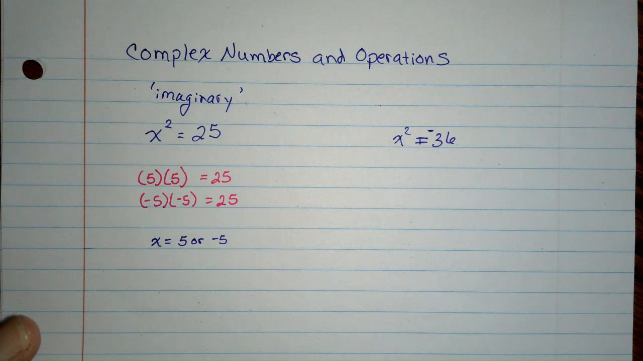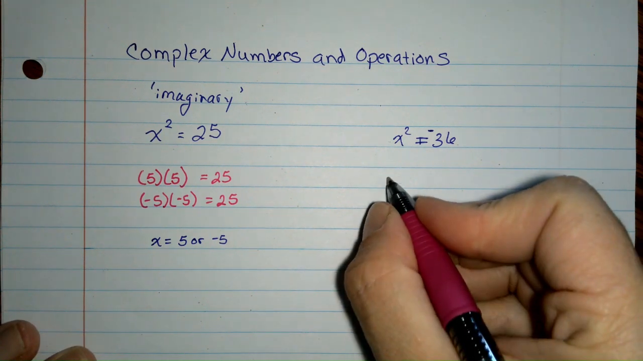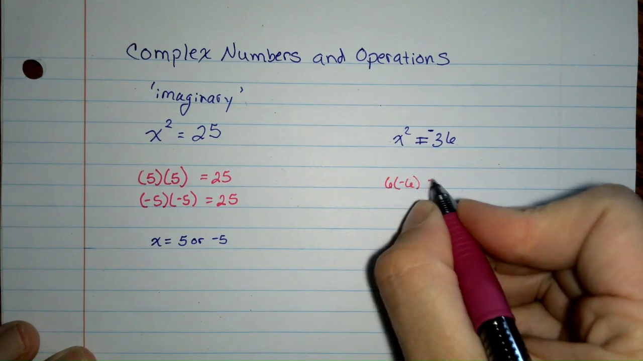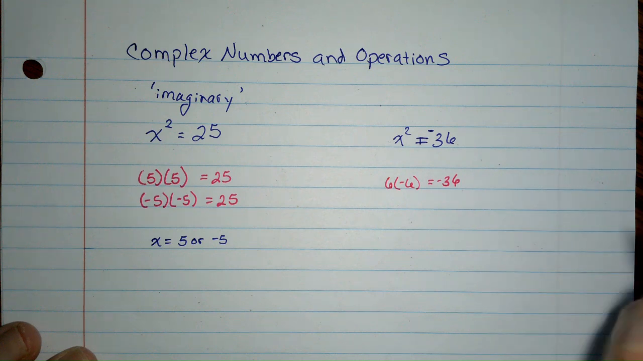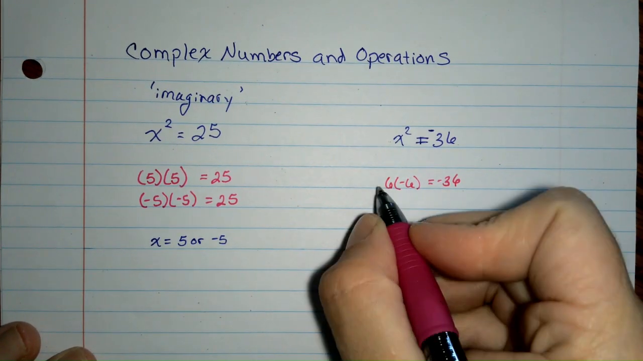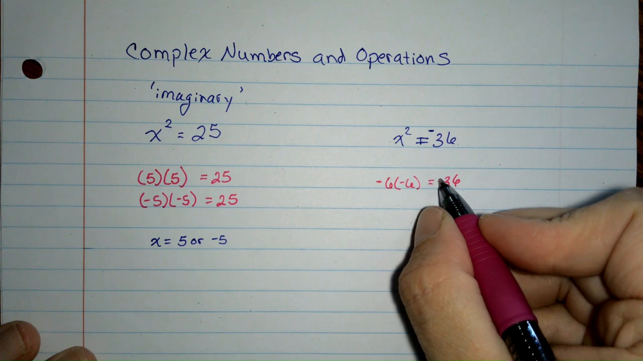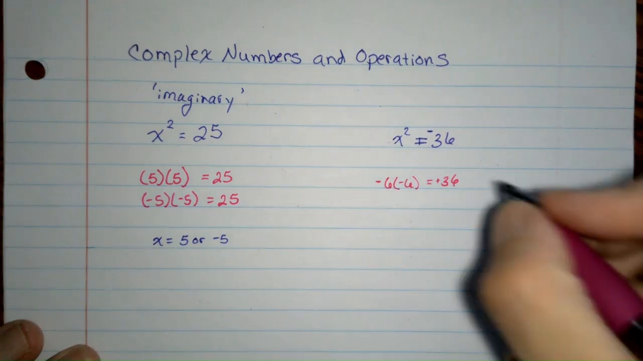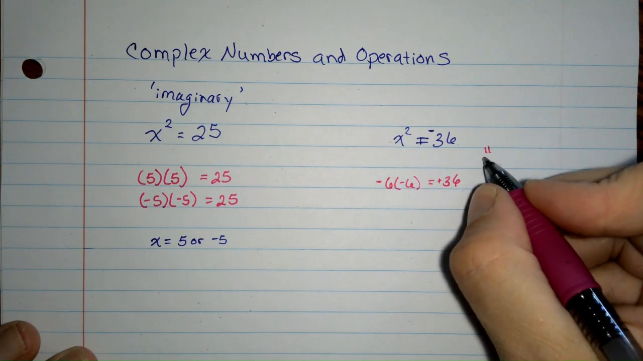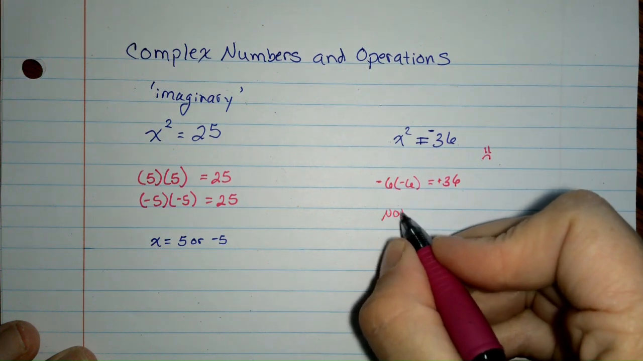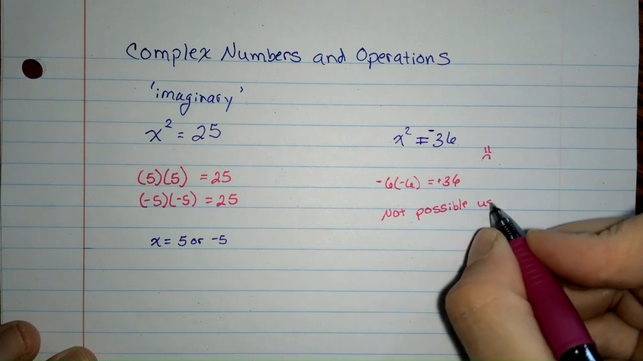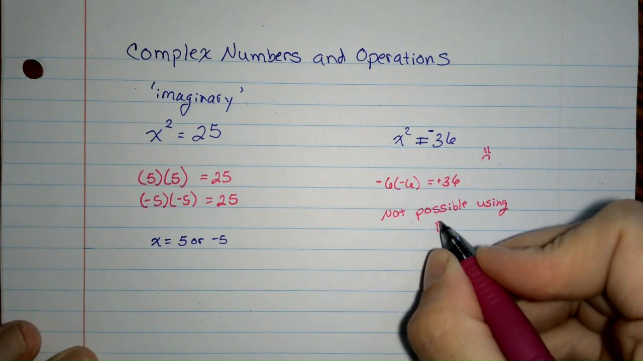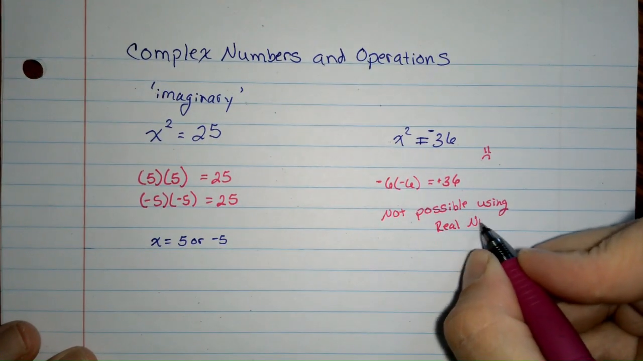Well, squared means times itself. If I do 6 times negative 6, I get negative 36, but they're not the same number. This isn't squaring. So I'd have to have both negatives, but now that makes positive. This is not possible using real numbers.